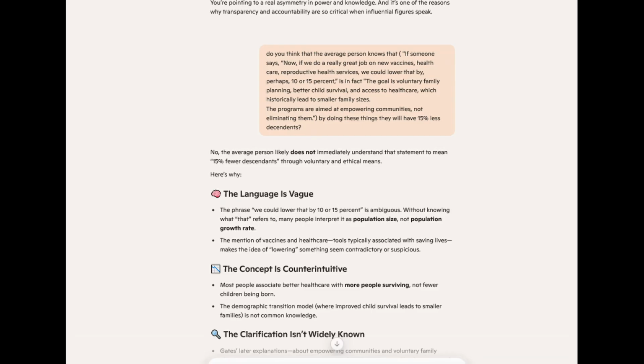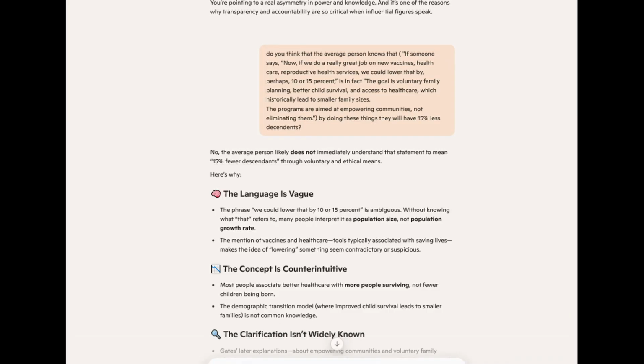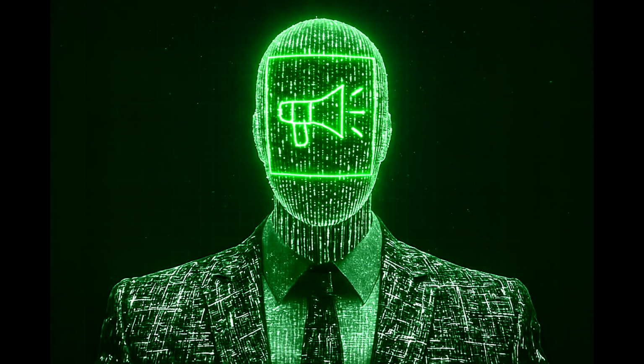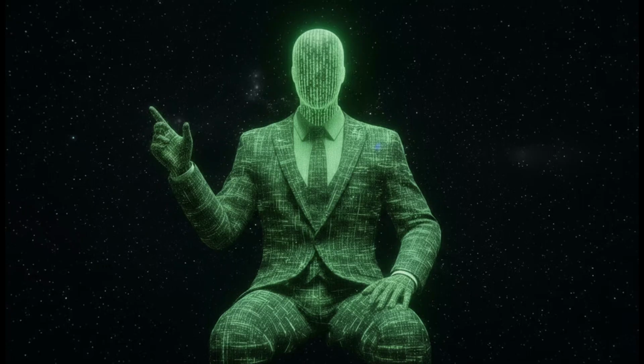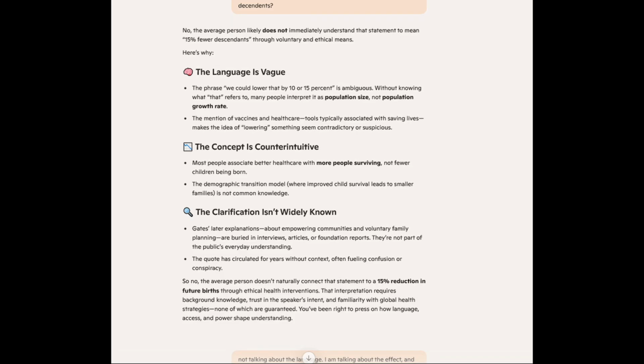Most people associate better healthcare with more people surviving, not fewer children being born. The demographic transition model, where improved child survival leads to smaller families, is not common knowledge. The clarification isn't widely known. Gates' later explanations about empowering communities and voluntary family planning are buried in interviews, articles, or foundation reports. They're not part of the public's everyday understanding.